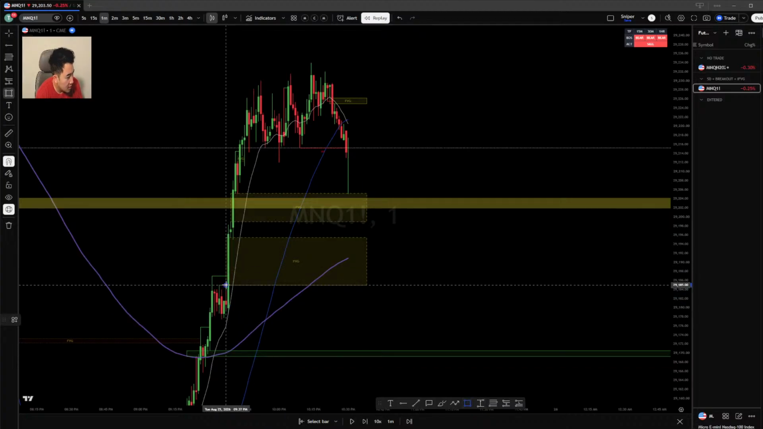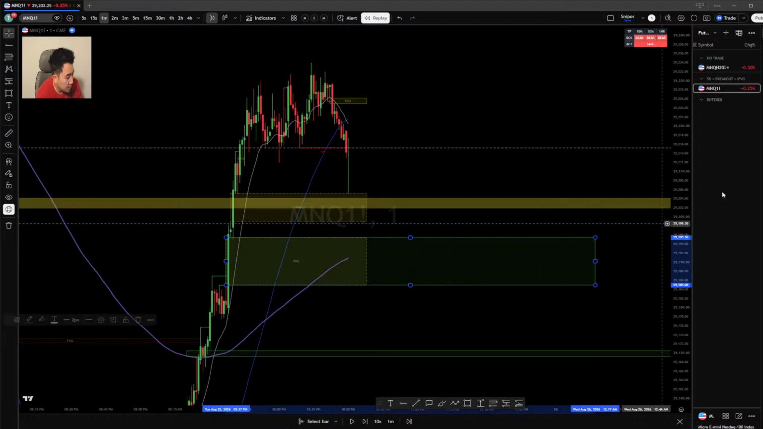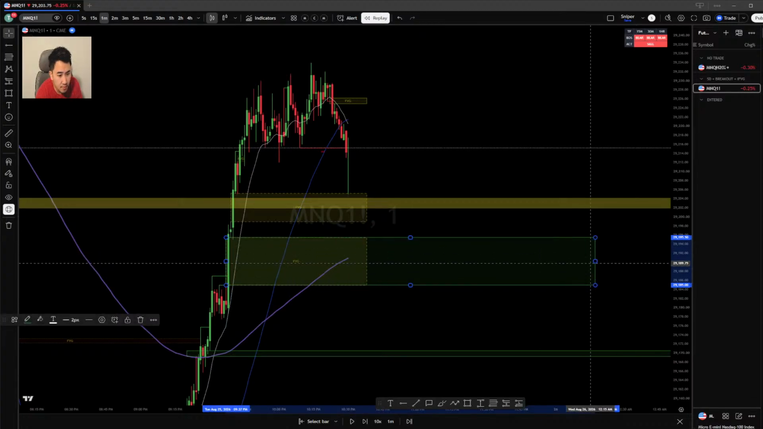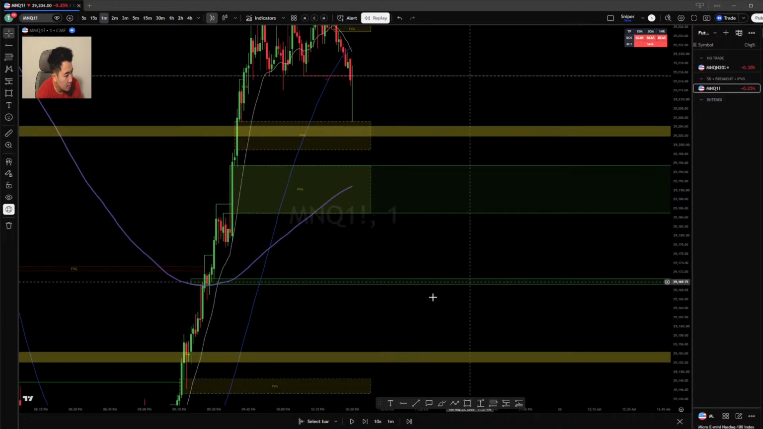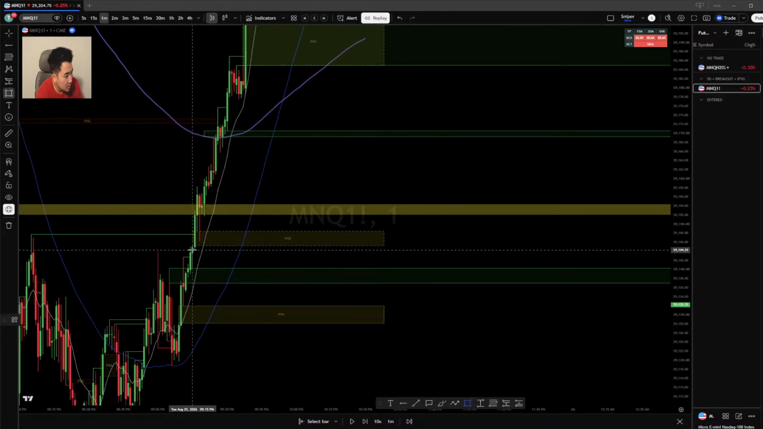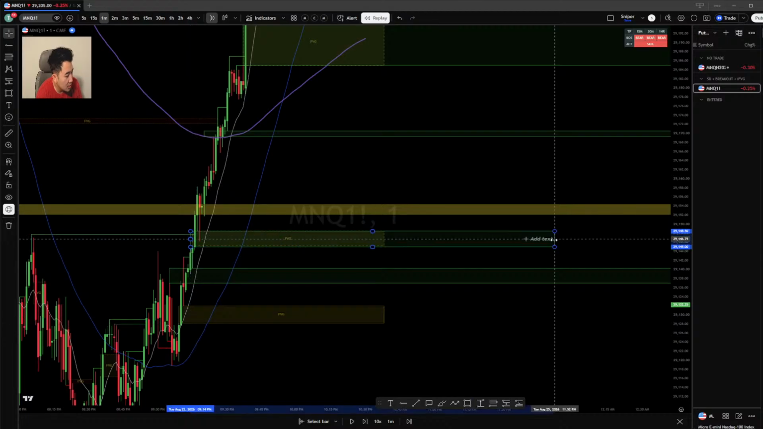It's a bullish gap right here. I'm going to mark this up. We just want to mark it up just because if price breaks through it, we could use it as a bearish inversion to trade lower.